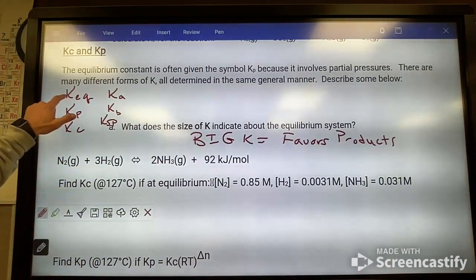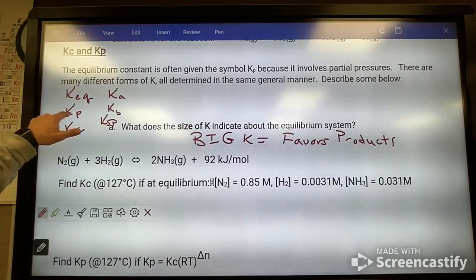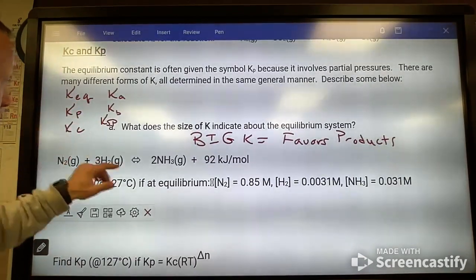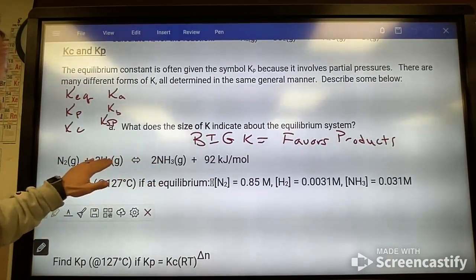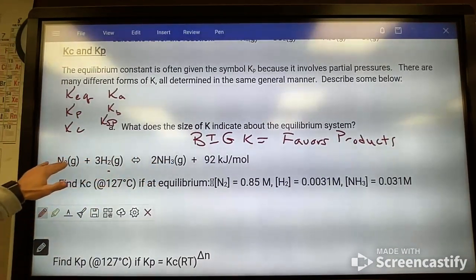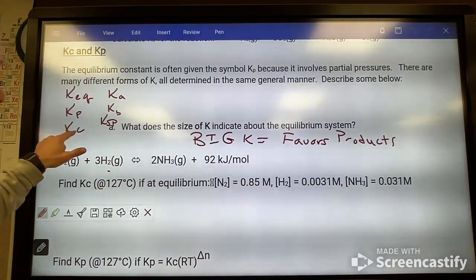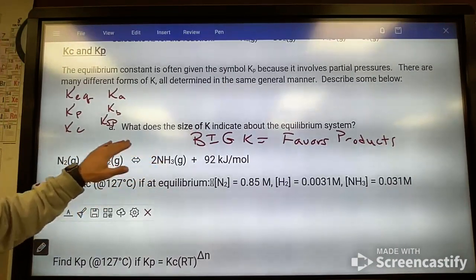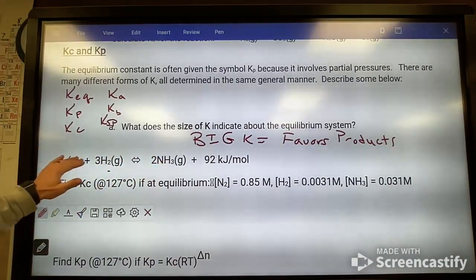We'll do lots of different Ks. So you might see Keq, you might see Kp, which means K in terms of pressure. So it'd be pressure of this squared over pressure of this cubed over pressure of that. You might see K in terms of concentration. It would be molarity of this squared over molarity of this cubed over molarity of that.